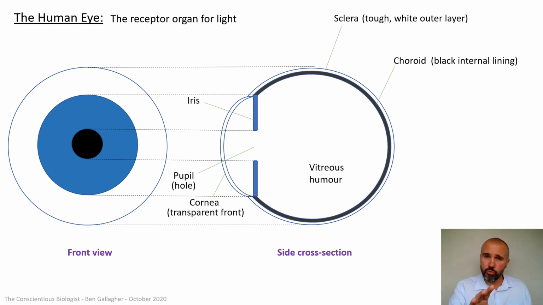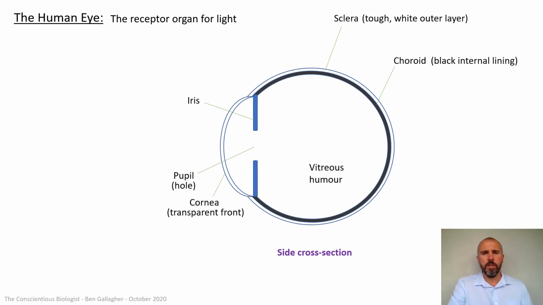I'm going to get rid of that front view, so if you want to take a quick screenshot of this for reference, do so now. Okay, I'm going to get rid of that front view so we can carry on labeling the rest. So the iris and the pupil is the hole that the light can go through.